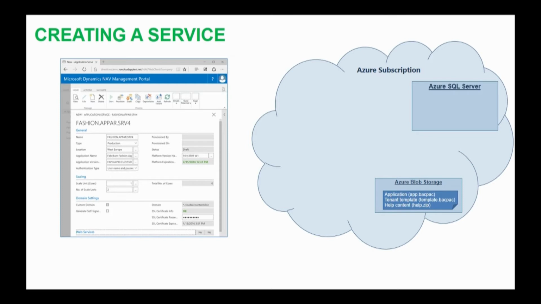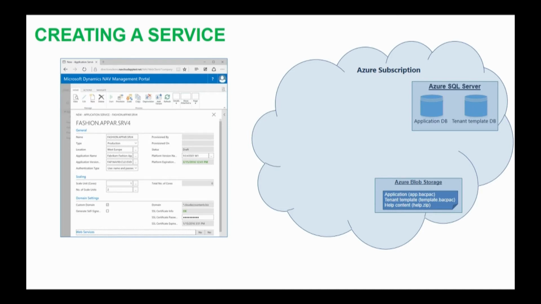So we will immediately create 2 databases. The first one will contain your application database. That contains your tables and codeunits and all that. And we will create it based on the bacpac file that you uploaded before. The second database we will create immediately is the tenant template database. And we will also create that based on the bacpac file you uploaded before. So now we have 2 databases, but NAV is more than databases.